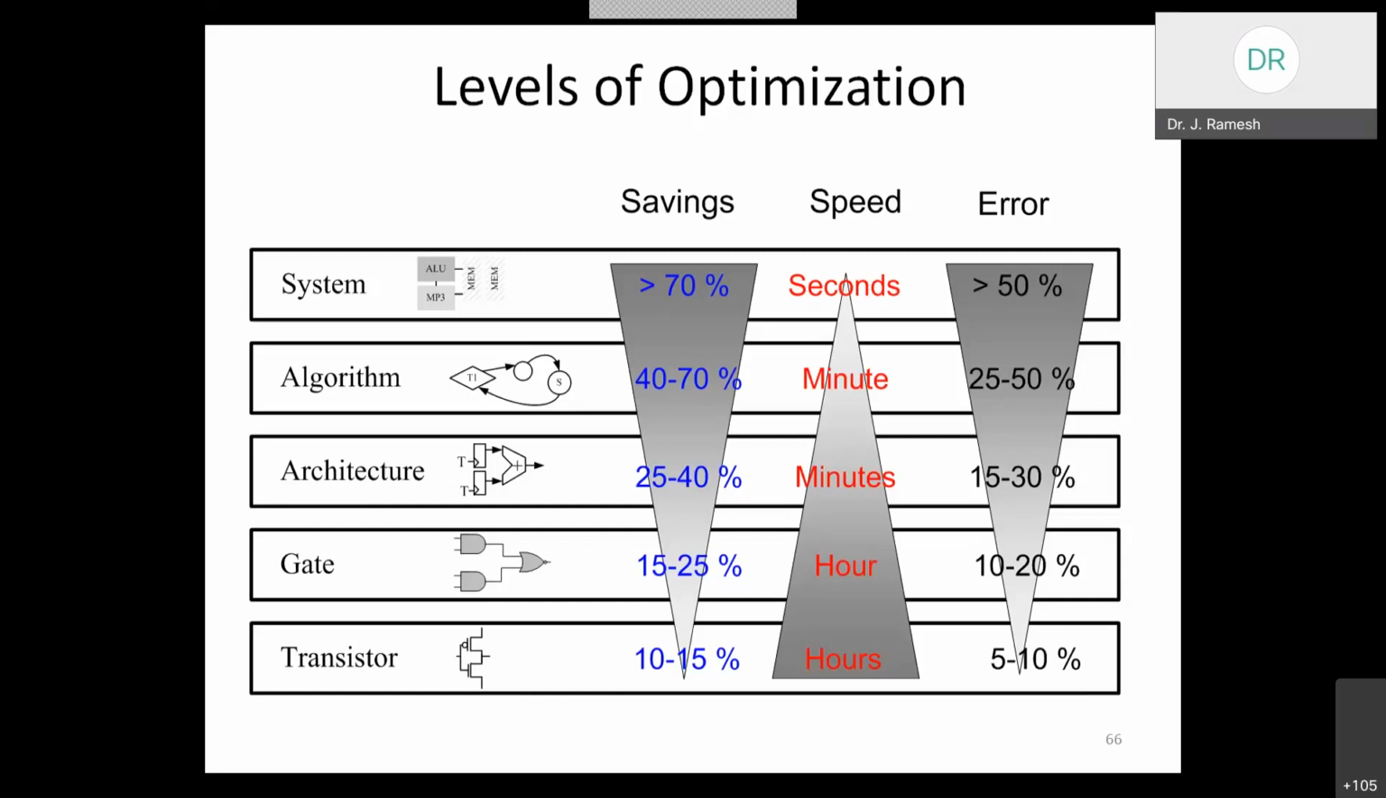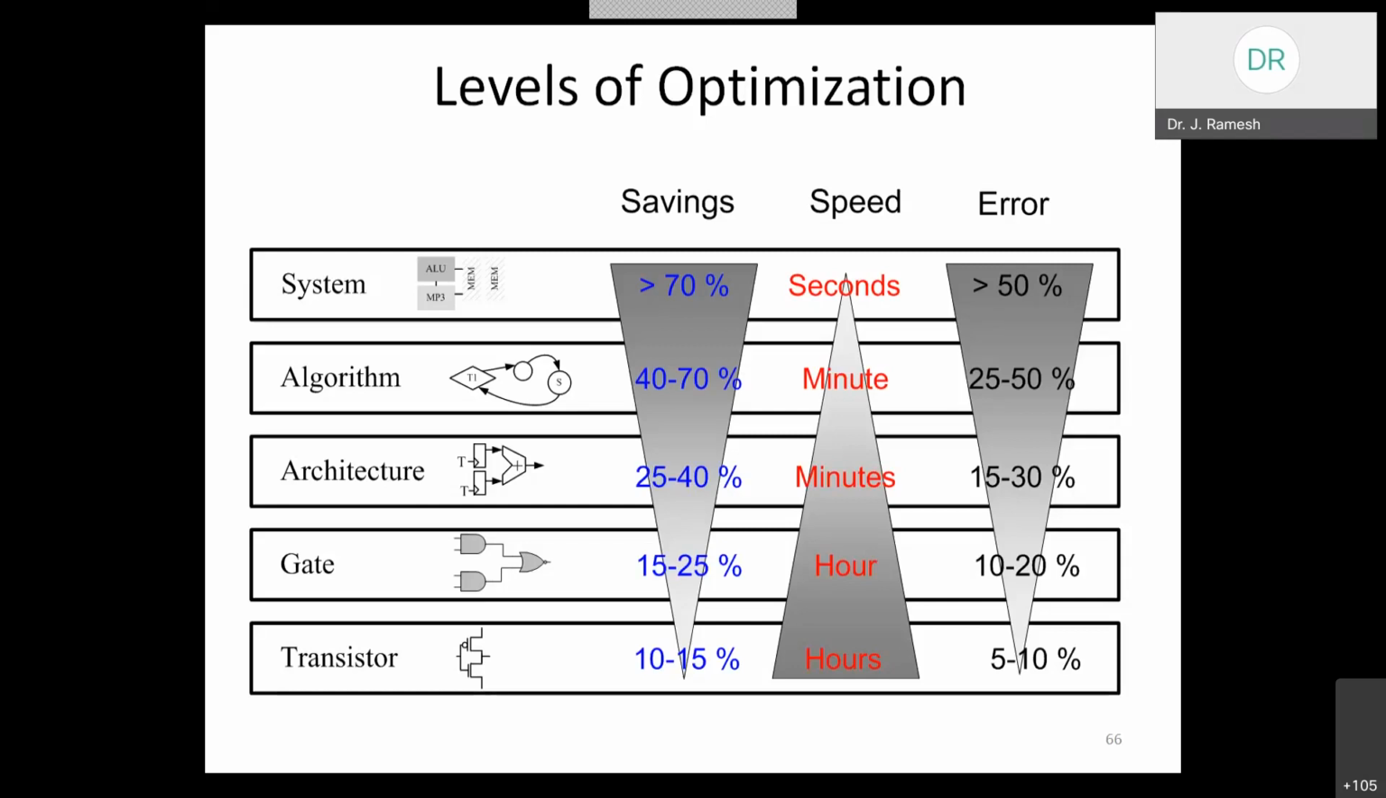So you see this particular slide. Here you can see, at the system level, if we perform the optimization, we could achieve greater than 70% power consumption reduction. Then at the algorithmic level, it is 40 to 70%. Then at the architectural level, it is 25 to 40%. Then at the gate level, it is 15 to 22%. And then at the transistor level, it is 10 to 15%. So that is the percentage of power saving that we can achieve at each of these levels.